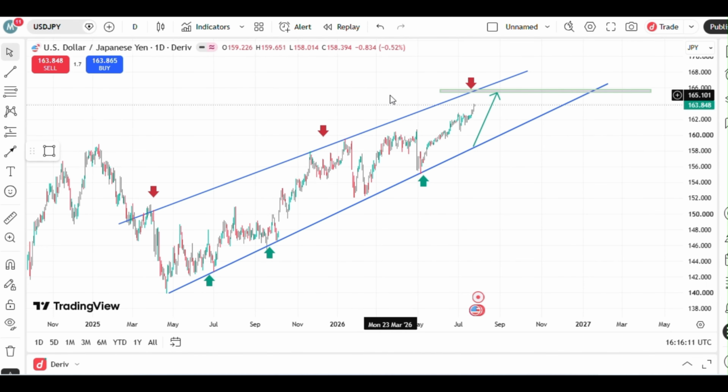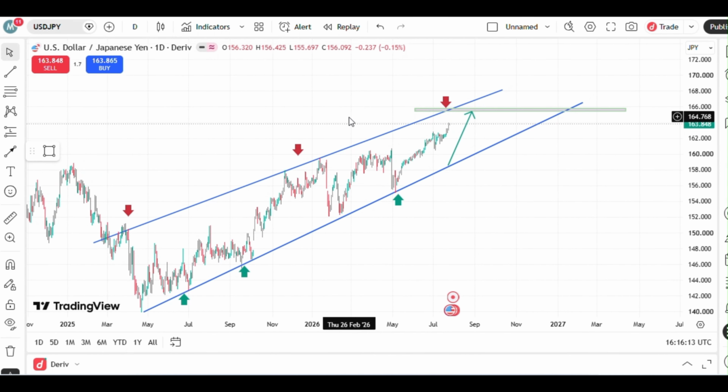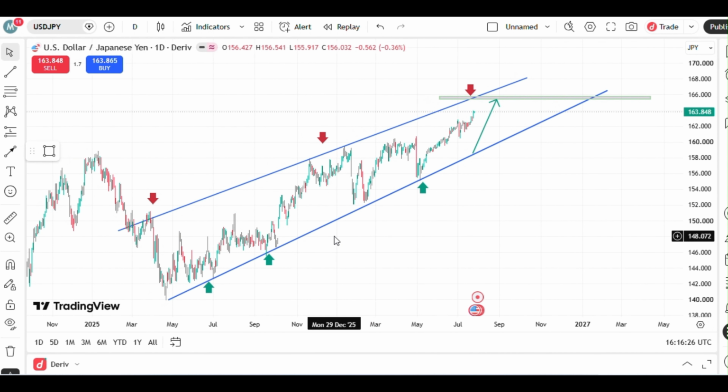As we can see here, last time we did an analysis for USD JPY, and the market is still moving on our side. This was our projection. This was our take profit for those who watched our previous analysis. But today I want to introduce a whole different thing.